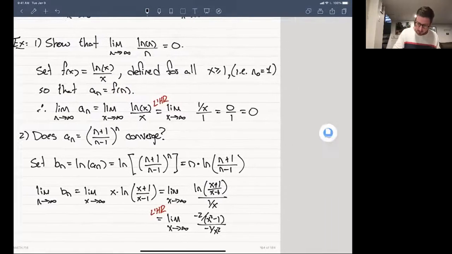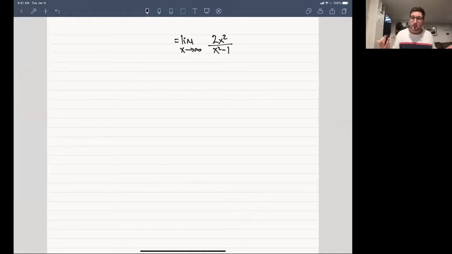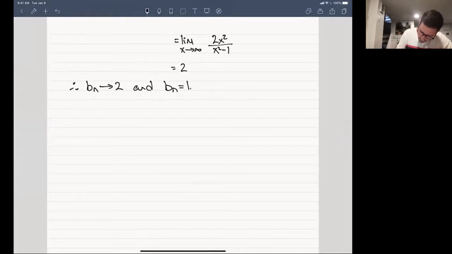Let's clean this thing up. So let me go to the next page. This gives me the limit as x goes to infinity of, after cleaning it up, 2x squared divided by x squared minus 1. You've done this before. You know that the answer here is 2. So therefore, bn converges to 2, and bn is equal to the natural logarithm of an. So f of x equal to e to the x is continuous everywhere.